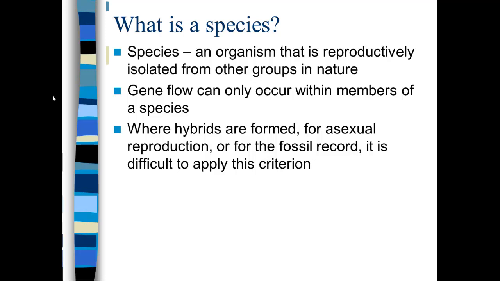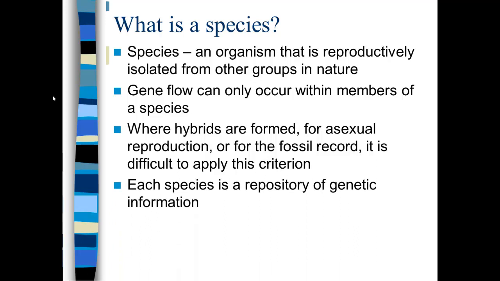Now, where hybrids are formed, and also for asexual reproduction, which is how most prokaryotes and a lot of lower eukaryotes reproduce, it's difficult to apply this particular criterion. There is some level of species fluidity, especially if you look at the fossil record. That is also subject to debate, but it is difficult to nail down a species per se and then watch the evolution of that particular species become something else. But basically, each species is a repository of genetic information. Like I said, that genetic information is lost upon extinction.